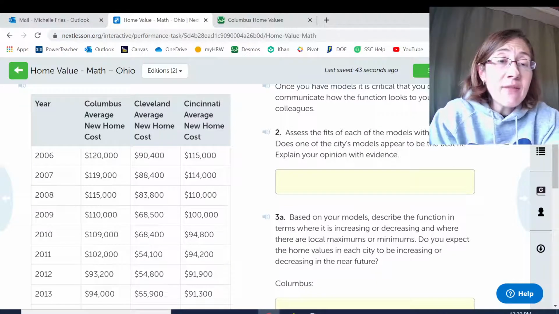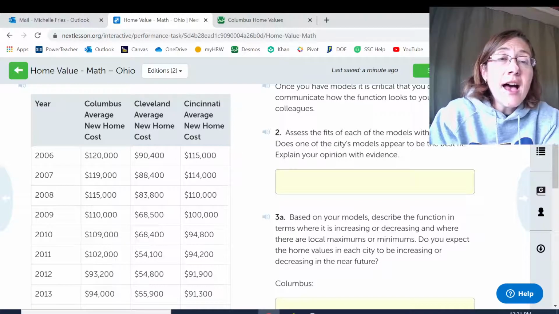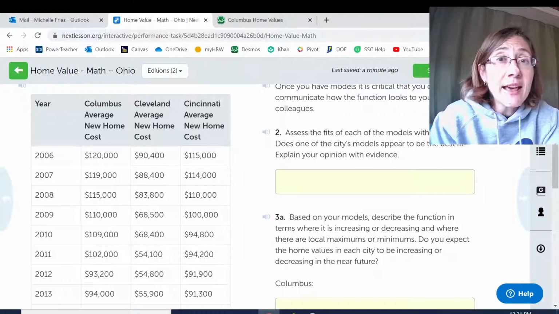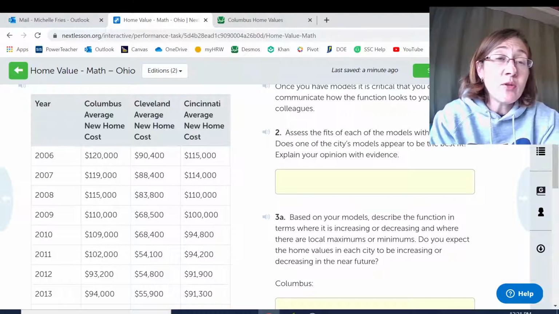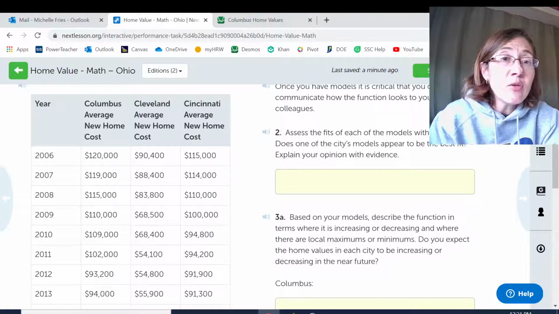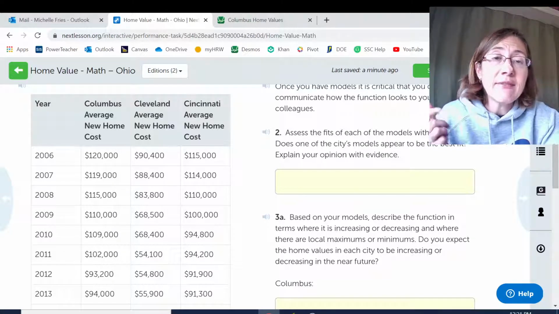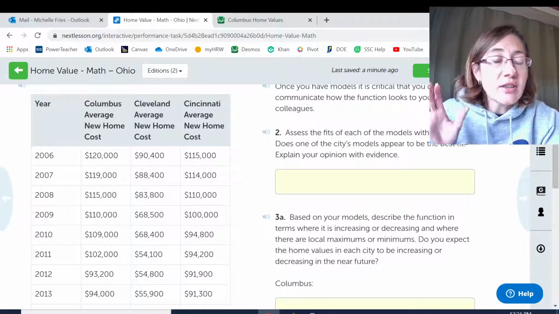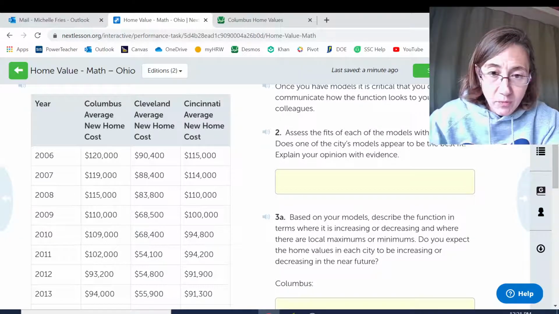So I have the Columbus data graphed for you, so I'm going to show you that on Desmos, and I am sharing that file with you. So you have that one that you can use, and it's already done. And if you save that as different names on Desmos, you can just change the home values for the Cleveland and the Cincinnati data. That will speed up your process a bit here.